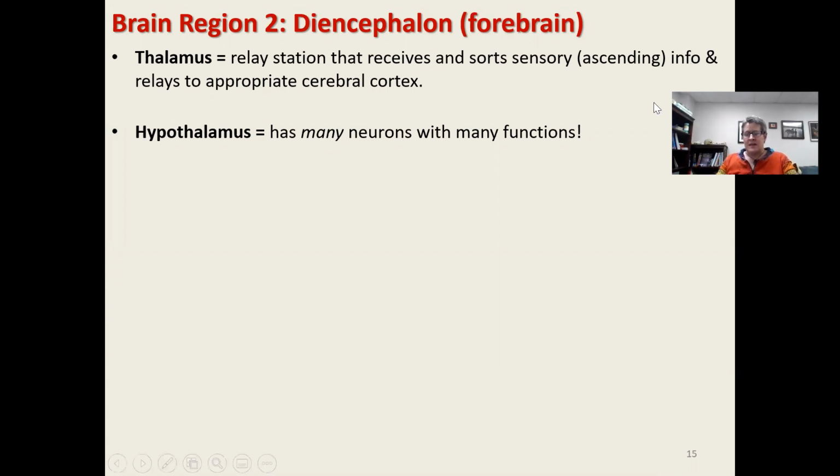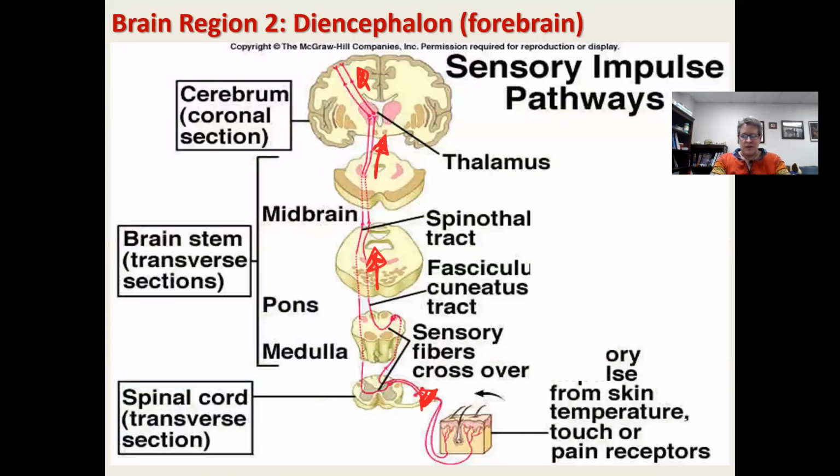And then we talked a little bit last time about the hypothalamus. We're going to talk a little bit more about neurons there shortly. So let's look at an image of how information travels up the spinal cord.